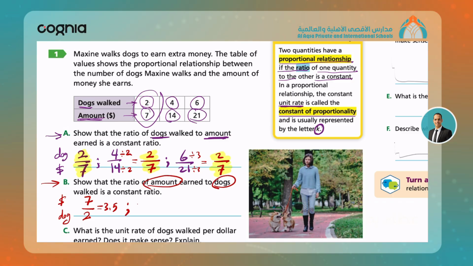And if you do the rest, 14 over 4, you'll find that it's equal to 7 over 2 also, or equal to 3.5. And also you can find that 21 over 6, the same thing, it's equal to 7 over 2, or equal to 3.5. So let's say that all of them are equal to 3.5. So that's 3.5, or $3.50 per dog.